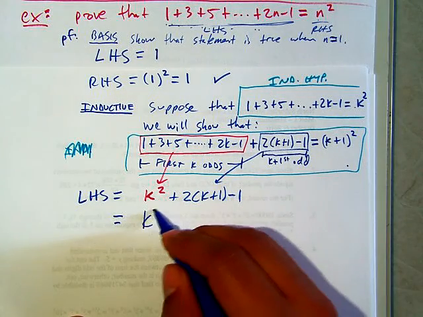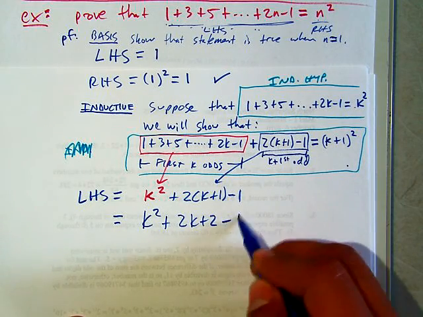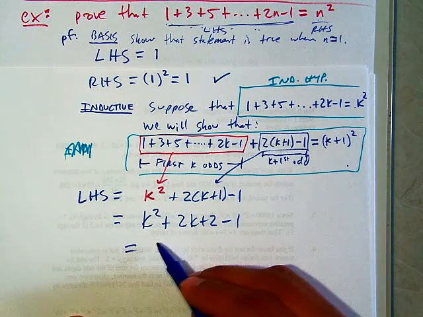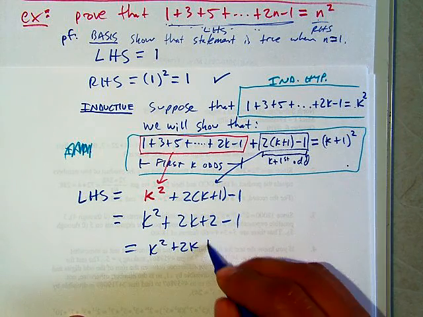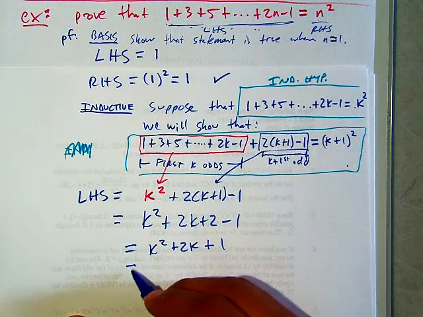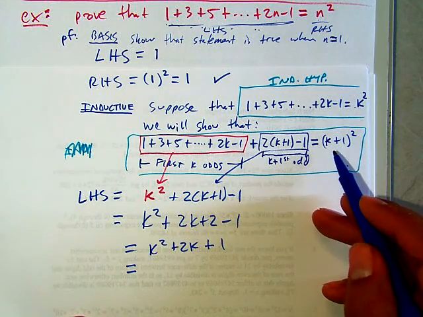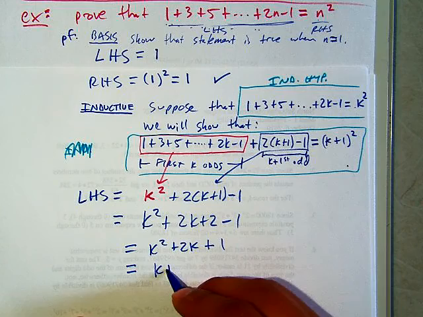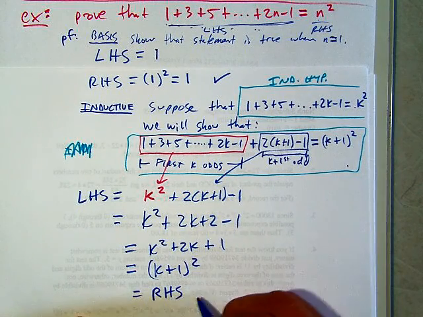So we got k squared plus 2k plus 2 minus 1, which is the same as k squared plus 2k plus 1. And if this works, what should I get? I should get the right-hand side. Do I? I sure do. So this is what the algebra looks like.